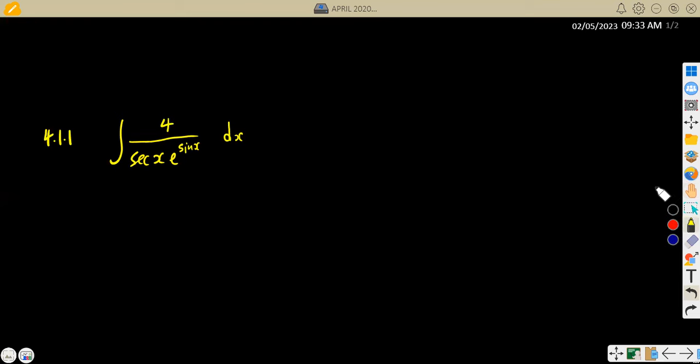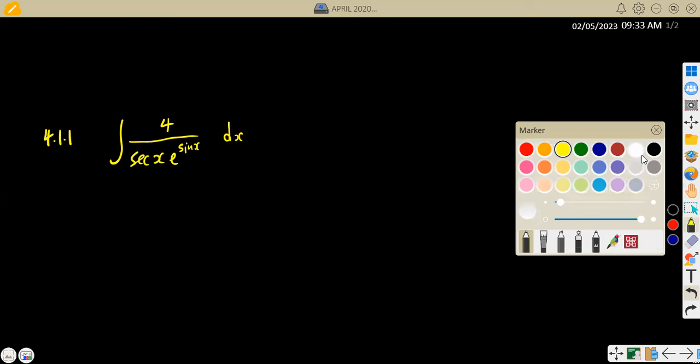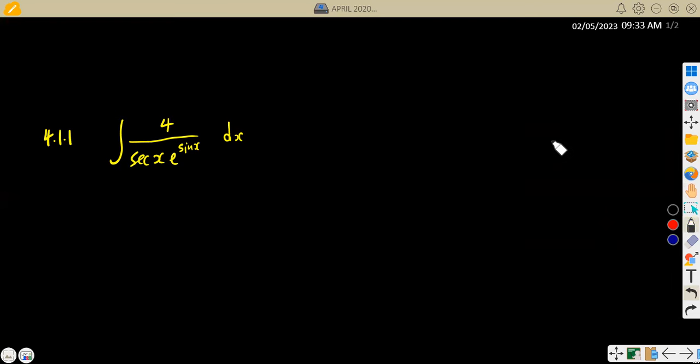From our substitution method, we need to make u equivalent to a certain expression or term in terms of x. In this case, I'm going to take advantage of this sine x, which is on the exponent. So let u be equivalent to the sine of x. That means I can find the derivative of u with respect to x, and we know that the derivative of sine gives us the cos of x.